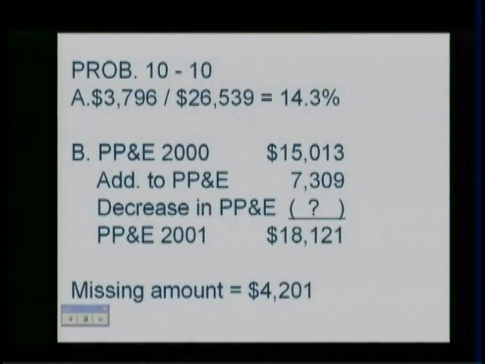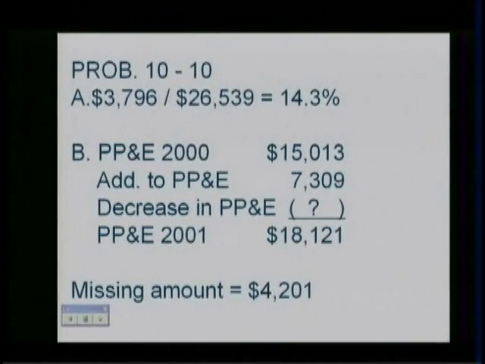So if you want to look through there, in Part A they ask you what percent of R&D relative to net revenues in 2001. Well, if you look through the columns, you can find the R&D expense, and you can find net revenues. And I got $3,796,000 in R&D, and I divided that by the $26,539,000 in net revenues, or 14% of their revenues were spent on R&D expense.